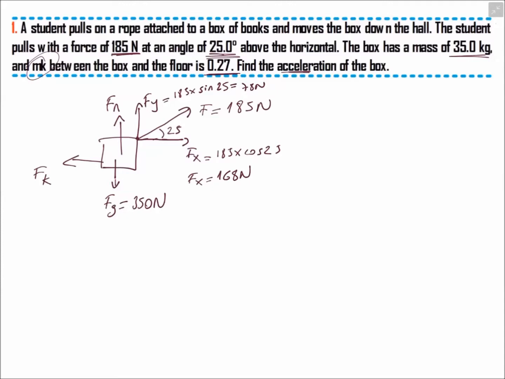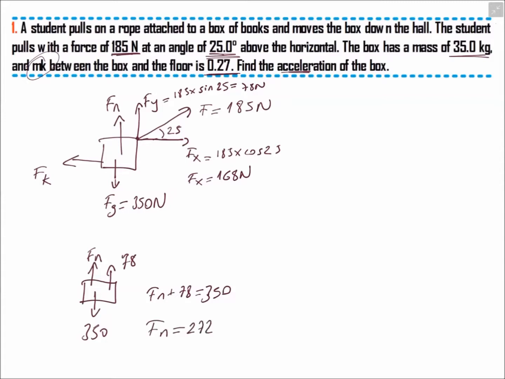And the third step, we have to find Fn. How can we find the Fn? Downward we have 350, upward we have 78, and the Fn. Upward and downward forces must be equal to each other. So Fn plus 78 must be equal 350. So that Fn will be 272 Newton, we can say.